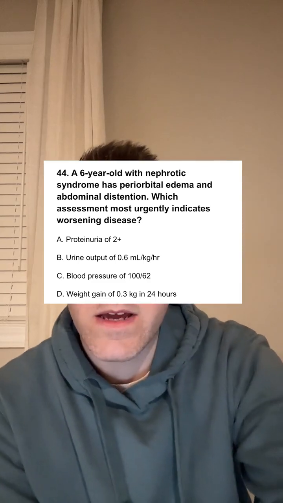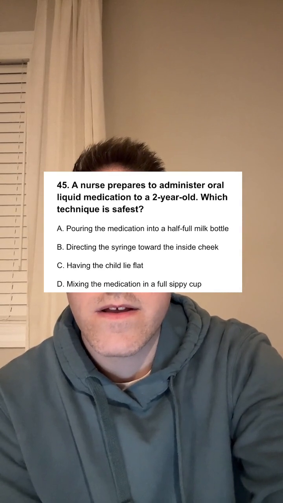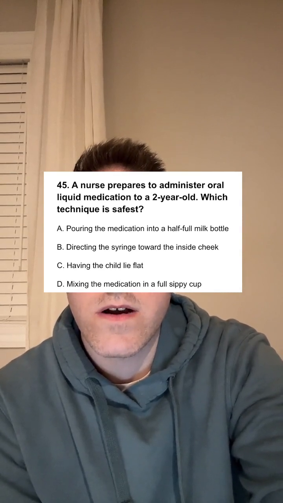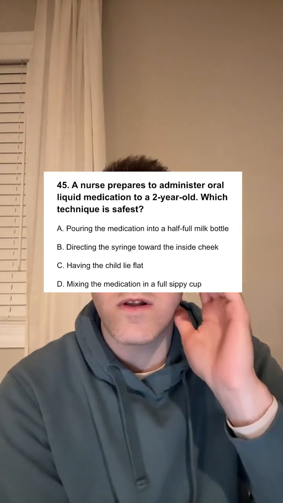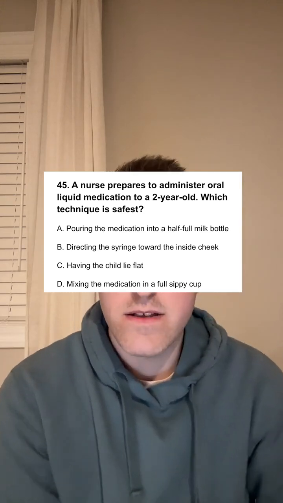All right, 45. Here we are. A nurse prepares to administer oral liquid medication to a 2-year-old. Which technique is the safest?